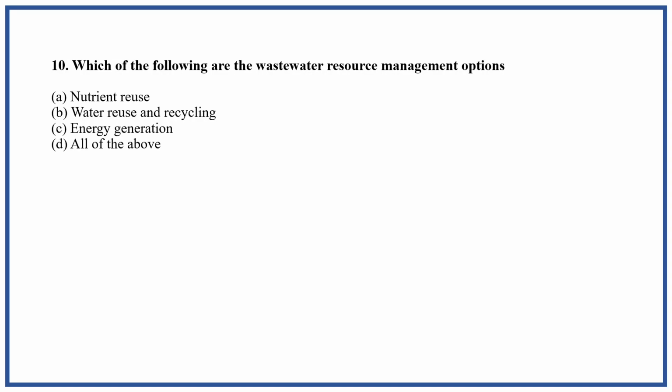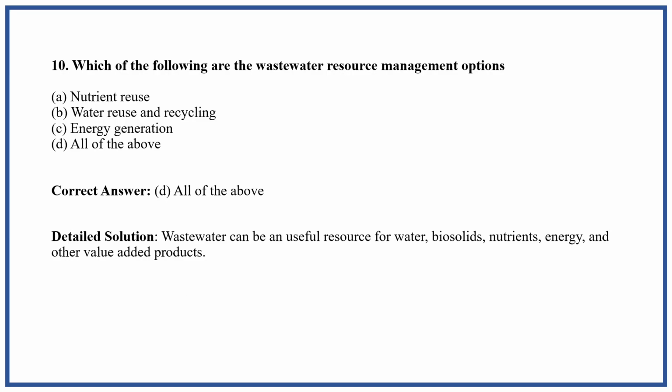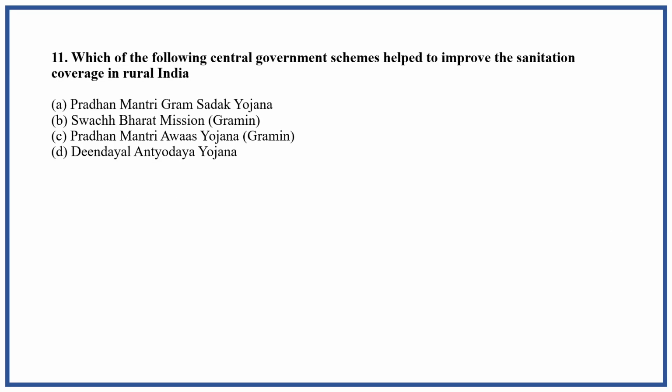Okay. Next question. Which of the following are the wastewater resource management options? Here we are talking about wastewater resource management options. We have nutrient reuse, water reuse and recycling, energy generation, all of the above. So which one is a proper wastewater resource management option? Yes, the answer is D, that is all of the above. Next question. Which of the following government schemes help to improve the sanitation coverage in rural India?